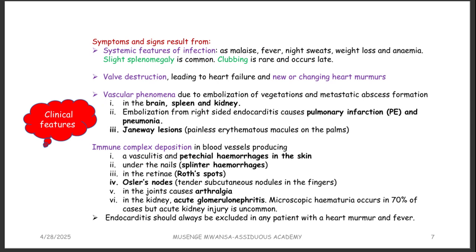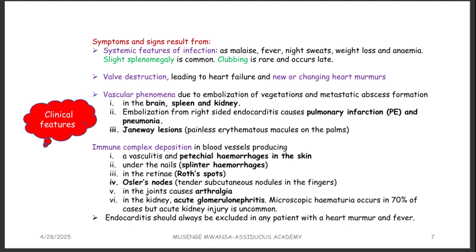Another thing that causes the clinical features that we see in someone that has got infective endocarditis is the destruction of the valve. And when valves are destroyed because of these organisms, it leads to heart failure and also to a new or a changing murmur. This is a characteristic feature. Someone comes with a new murmur or a changing murmur, and then they're also having B symptoms. The first thing you think of is infective endocarditis.